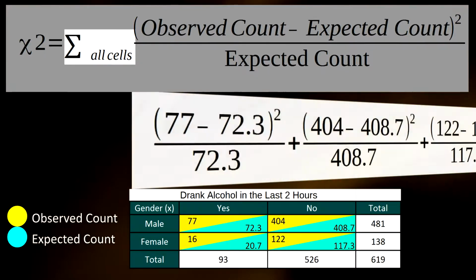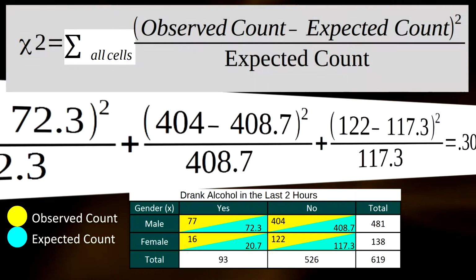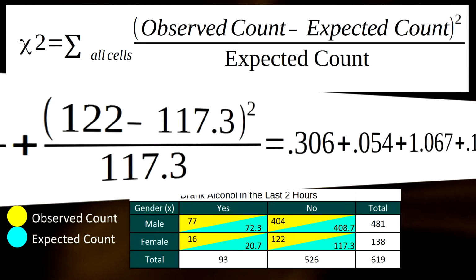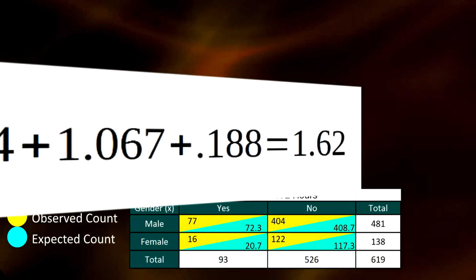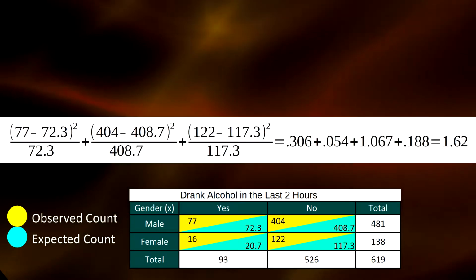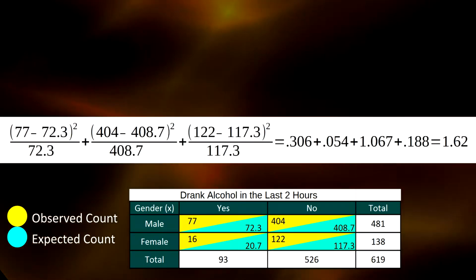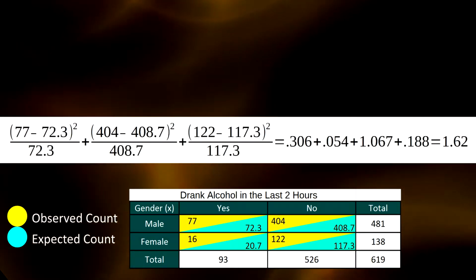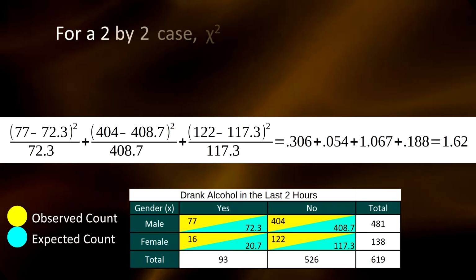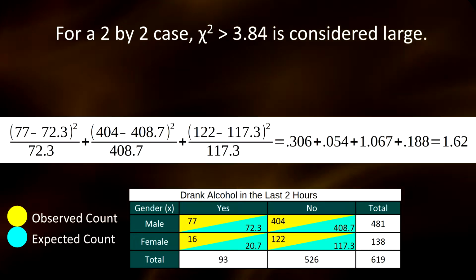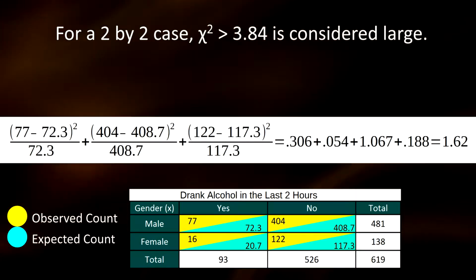Once the chi-square statistic has been calculated, we can get a feel for its size. Is there a relatively large difference between what we observe and what the null hypothesis claims, or a relatively small one? It turns out that, for a 2x2 case like ours, we're inclined to call the chi-square statistic large if it's larger than 3.84.